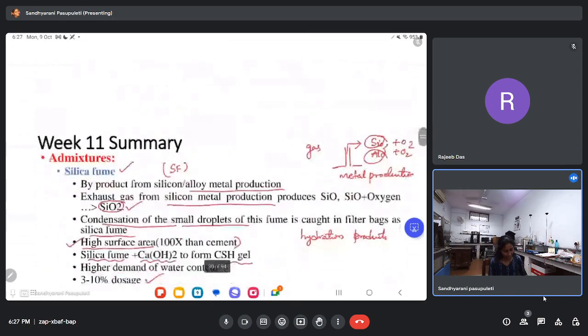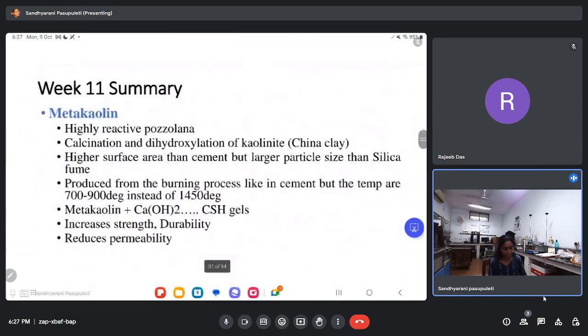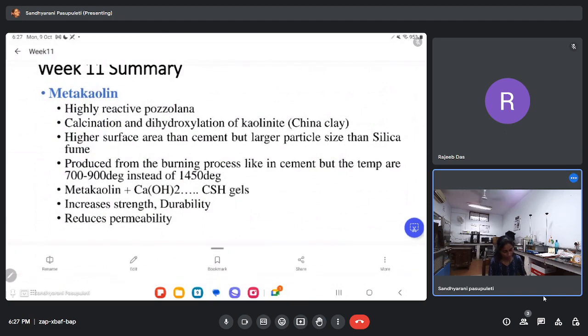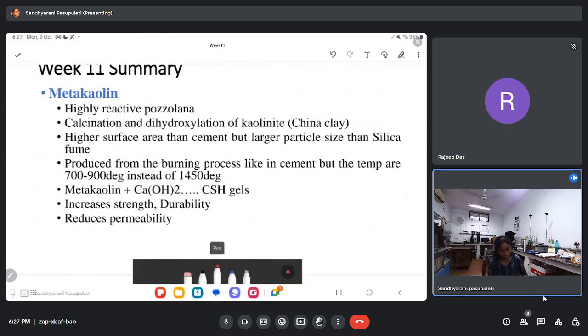So just like silica fume, we also have metakaolin, which is another type of pozzolanic material. This is a highly reactive pozzolana, made by calcination and dehydroxylation of China clay. We know what calcination is. What do we usually do in the initial process of cement production? We have the calcium products and also silicon products. These will be subjected to higher temperatures. When they are subjected to higher temperatures, whatever moisture is present will be evaporated. It is around 1500 degrees, and that process is nothing but calcination.